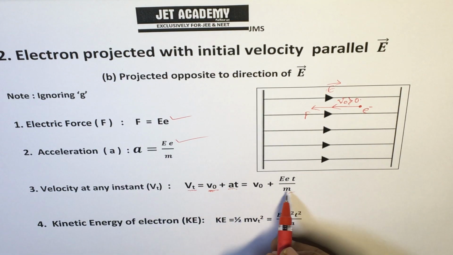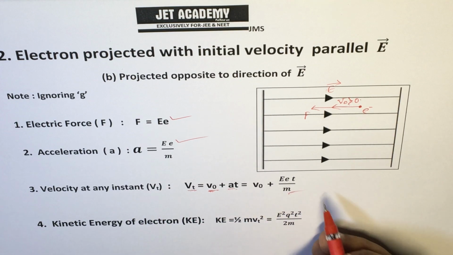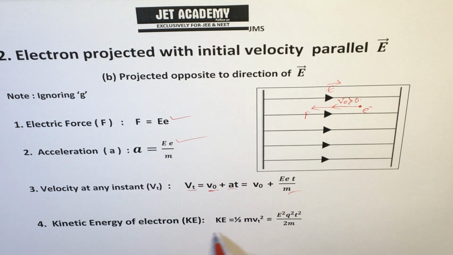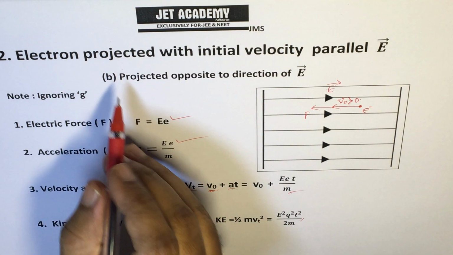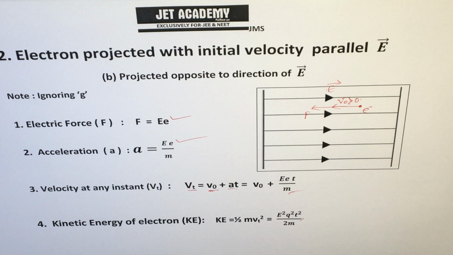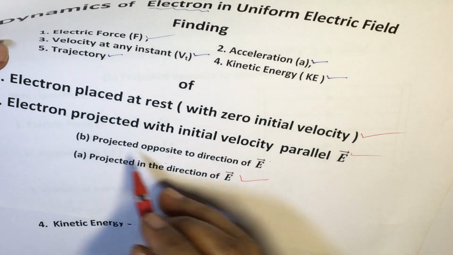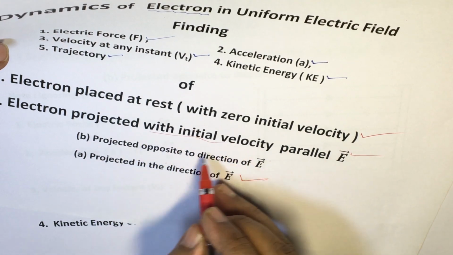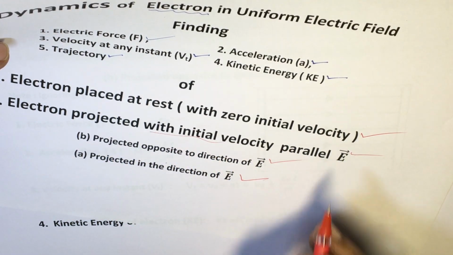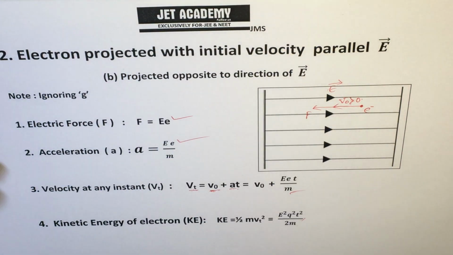There is no need to remember this. This is what you have learnt already. You have to substitute according to the situation. The velocity is going to be greater than in the case of starting at rest. The kinetic energy is E square q square t square by 2m. This is the electron projected opposite to the direction of the electric field with a certain initial velocity, projected opposite to the direction of electric intensity.